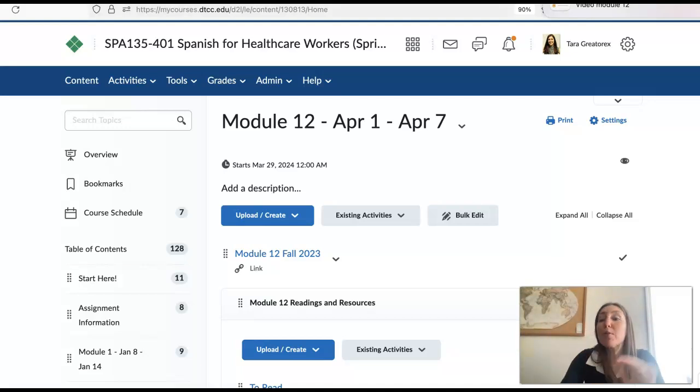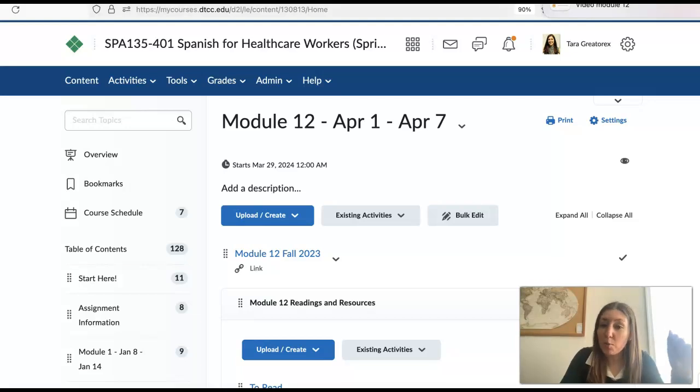This module is super important because we're going to learn the last big topic for the semester, which is formal commands. This is an important topic for healthcare workers because formal commands are what you're going to use to talk to patients when you want to tell them, like, wait here, come here, put your arm here.